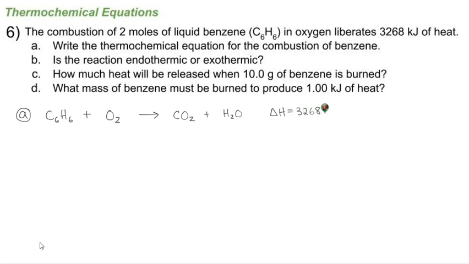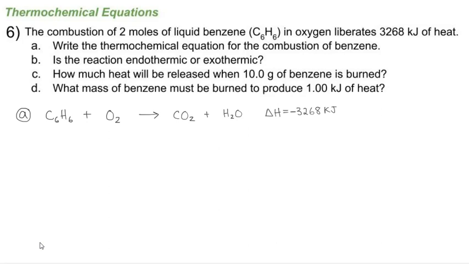3268 kilojoules. Now this is combustion, so I know that this is going to be an exothermic process. It also tells me that it liberates heat, which means that it's giving off heat to the surroundings. So this is a negative delta H value. We do need to balance.